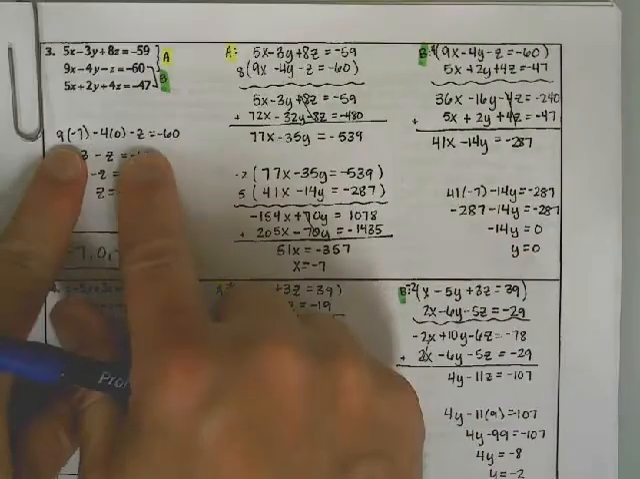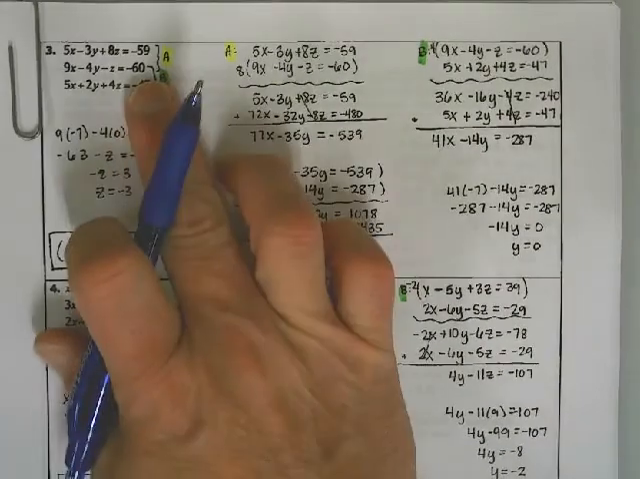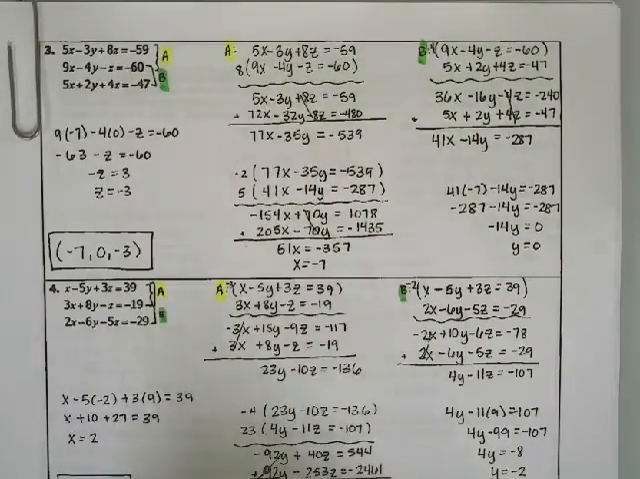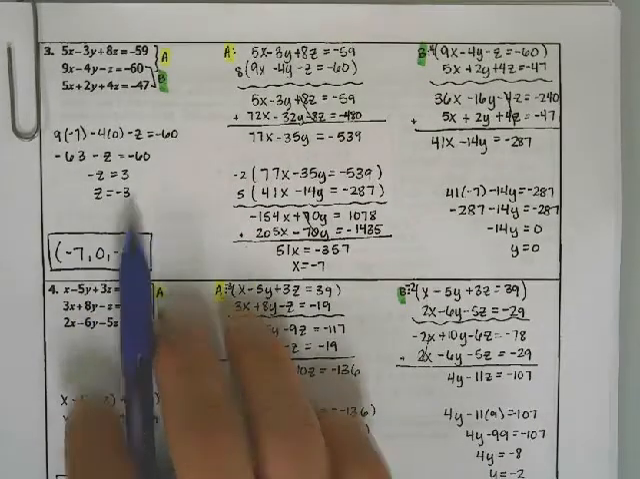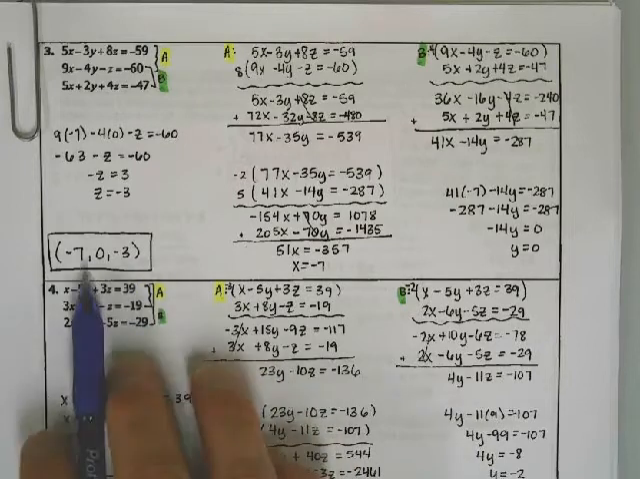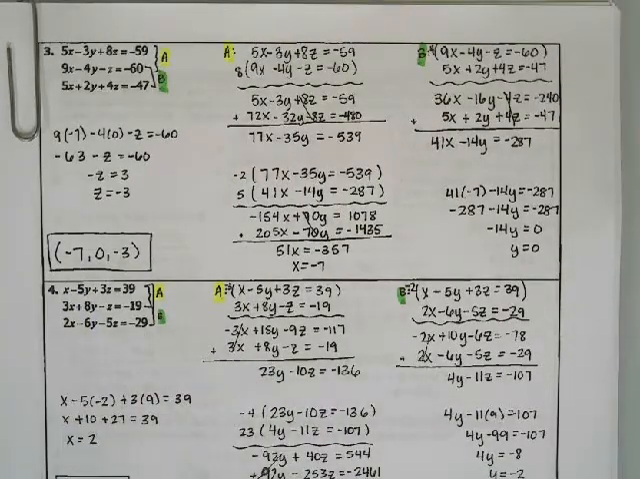Plug both of those into another equation. The second one here is easiest. And you get an answer for z. So then you have your answers: x, y, and z written as an ordered triple instead of a pair.